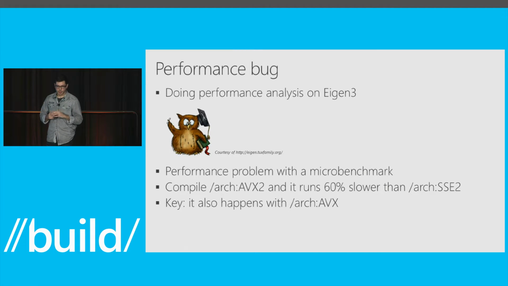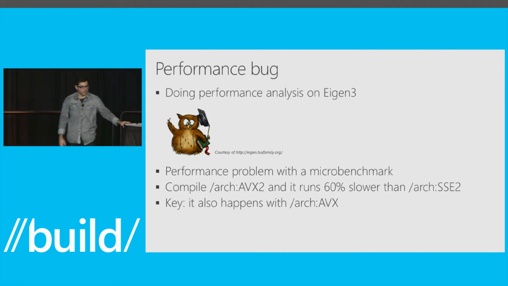The thing that really helped me understand what was going on is this key piece of information: the slowdown also happened if you throw Arch AVX. And that's really useful for me because I can take an AVX binary and run it on more machines than just an AVX2 binary, which for now is only going to run on Haswell. AVX, I can run on some AMD machines, and on a whole bunch of Intel machines, and just get more information.